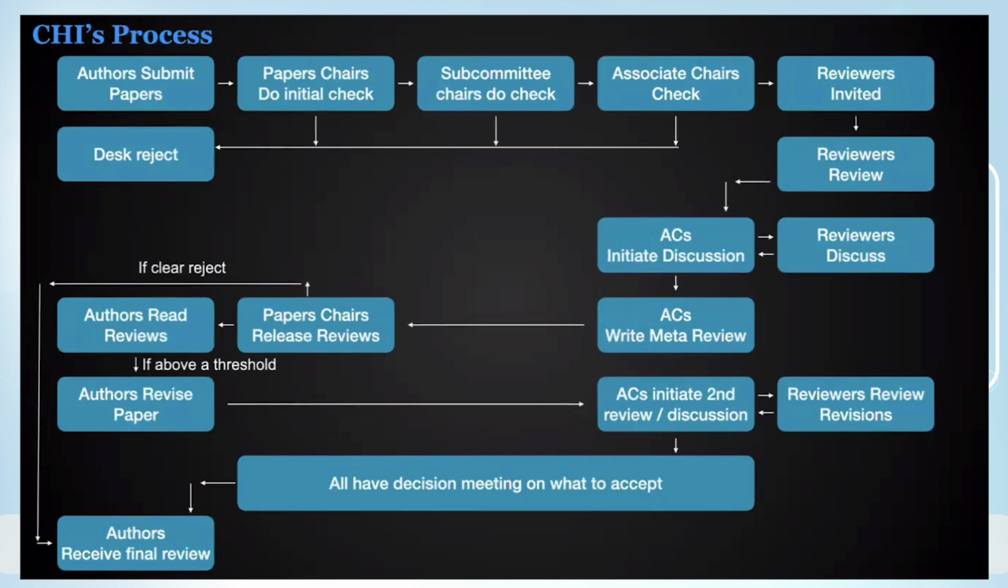And it has a continuously developed process to put papers through fairly and to get good reviewing as they go. So it starts off with the author submitting a paper, and then the papers chairs, subcommittee chairs, and associate chairs all get a chance to look at that paper before it goes out to review, to identify if there's a reason to desk reject it.